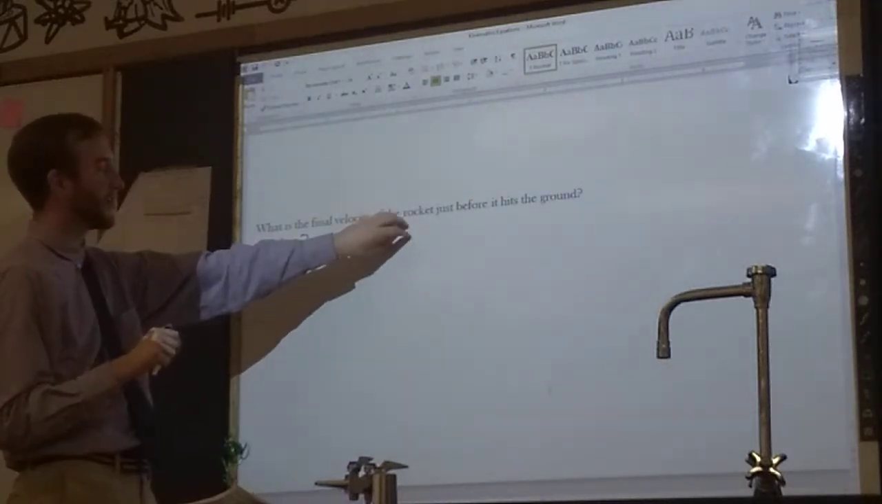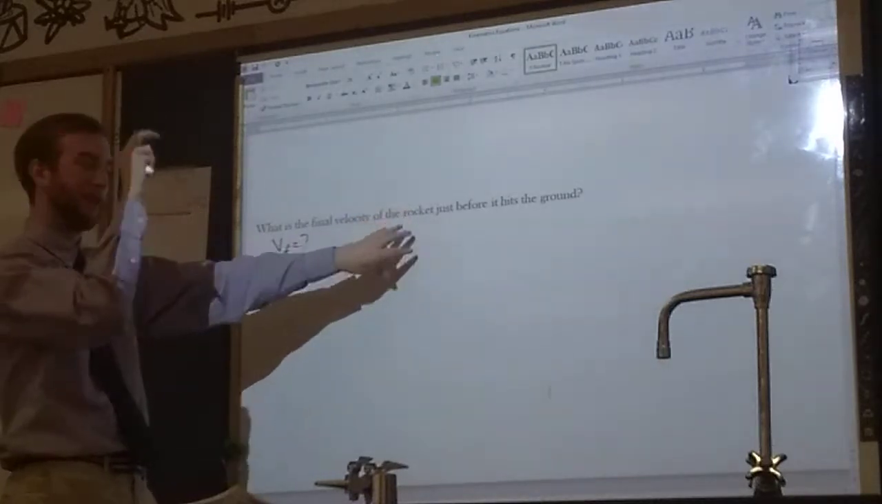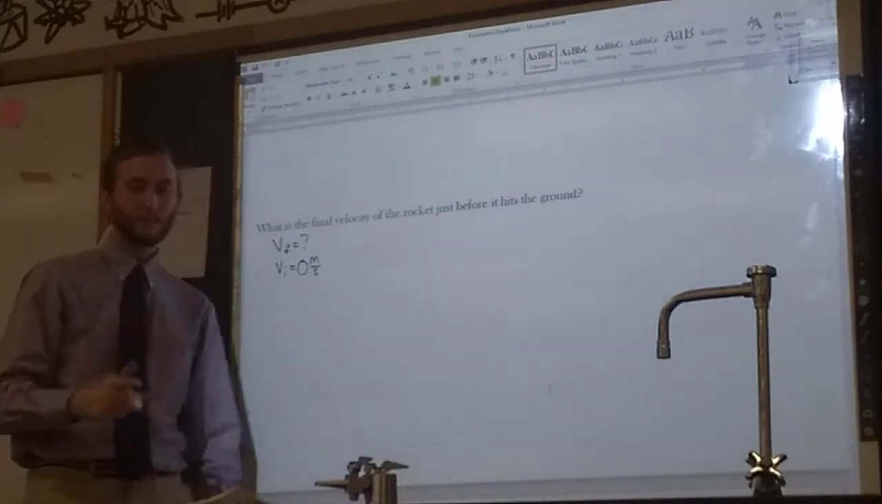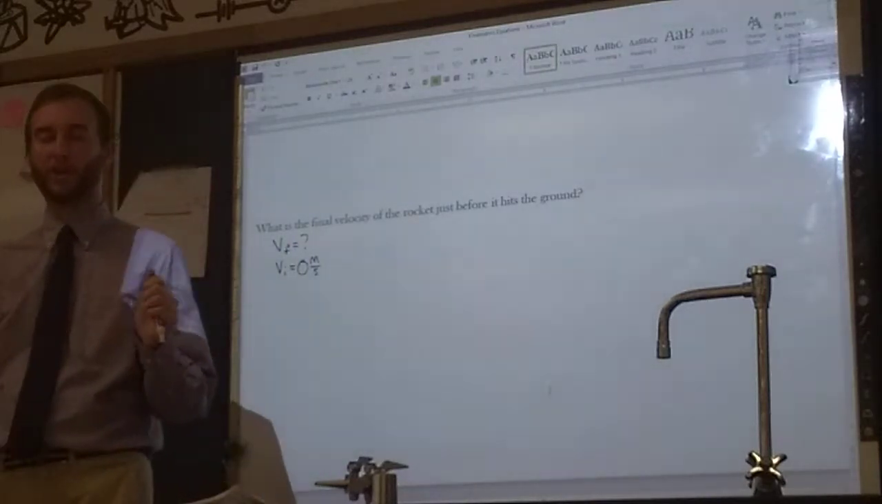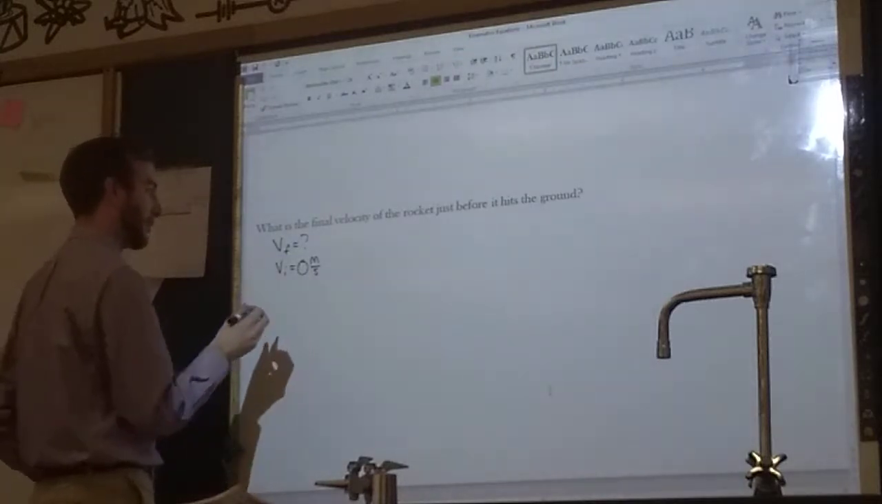Why don't we consider our initial position, or our initial point, to be when the rocket is at the very top? Because we know that that is 0 meters per second. There's nothing wrong with doing that, with changing around your VF and VI. That's totally fine. Okay, you can totally do that.